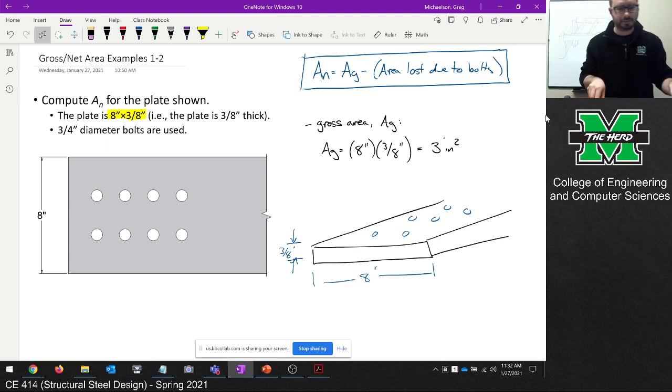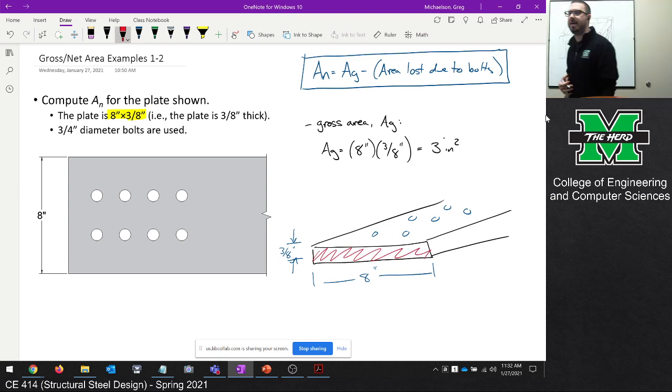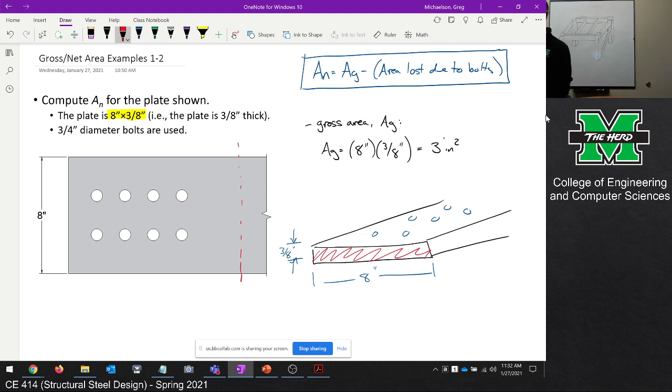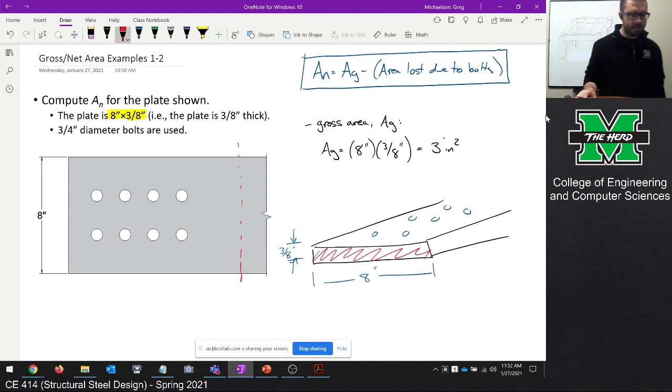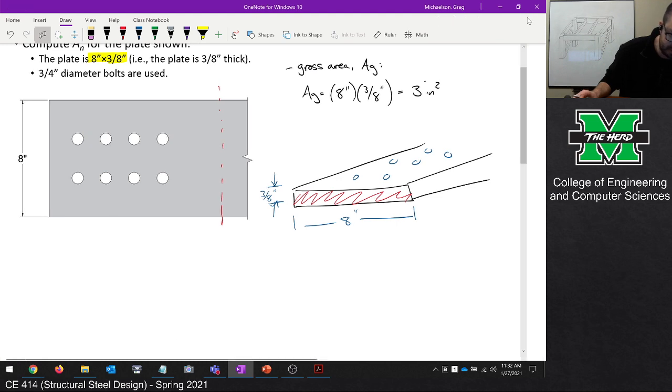Okay. So is everybody clear? I know we've hopped around a bit on the technology, but is everybody clear about the area? We're talking about that area there, the area of the gross section. If I cut a samurai sword through the main body of the member, that's what we're talking about. Okay? All right. Now, help me out on something else. What is the bolt diameter? Or sorry, not the bolt diameter, but the hole diameter.